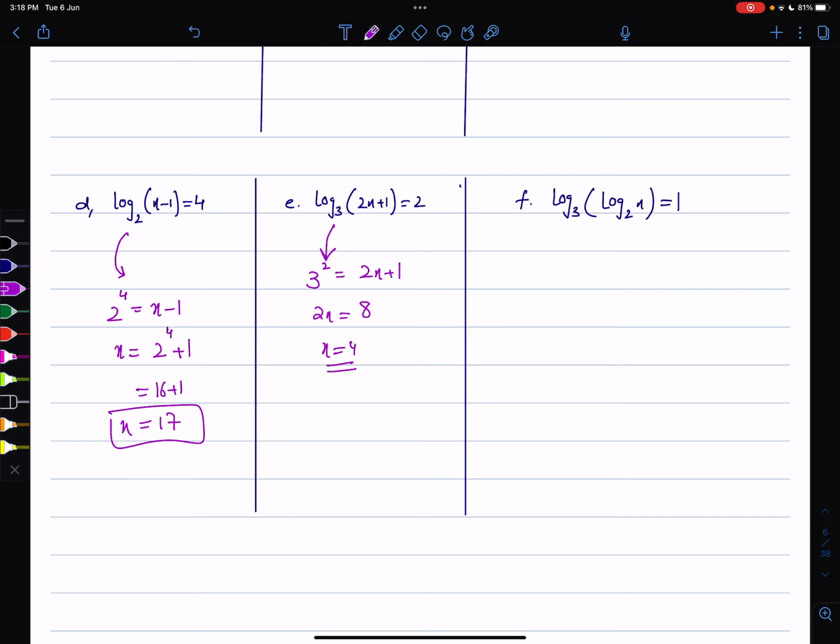Part F says log to the base 3 of log base 2 of x equals 1. So 3 to the power of 1 should be equal to log base 2 of x. And if we rewrite this as log base 2 of x equals 3, again we convert this into the exponential form, then 2 to the power of 3 must be equal to x, which is 8. Therefore, x is equal to 8.